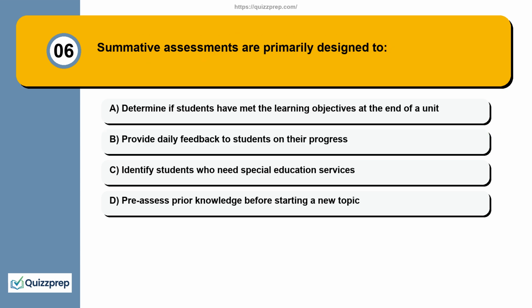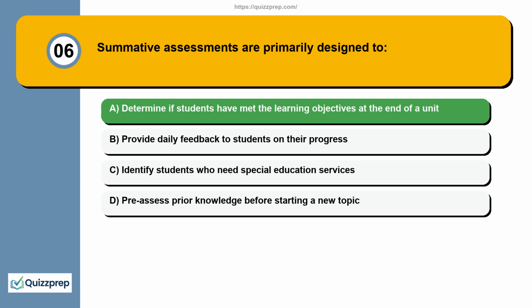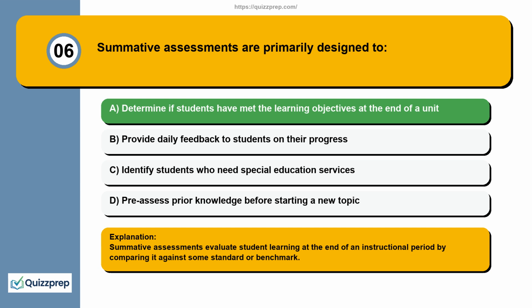Question 6. Summative assessments are primarily designed to. Here are your options. Option A. Determine if students have met the learning objectives at the end of a unit. Option B. Provide daily feedback to students on their progress. Option C. Identify students who need special education services. Option D. Pre-assess prior knowledge before starting a new topic. The correct answer is option A. Determine if students have met the learning objectives at the end of a unit. Explanation. Summative assessments evaluate student learning at the end of an instructional period by comparing it against some standard or benchmark.